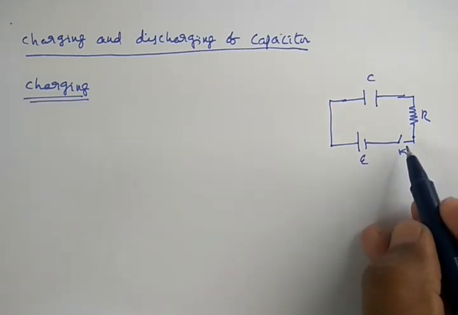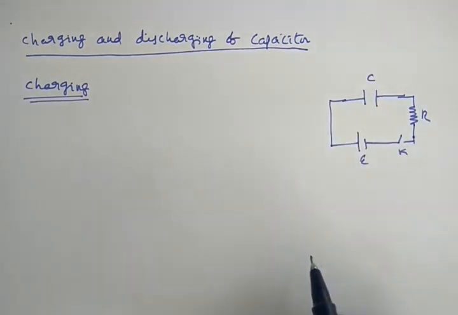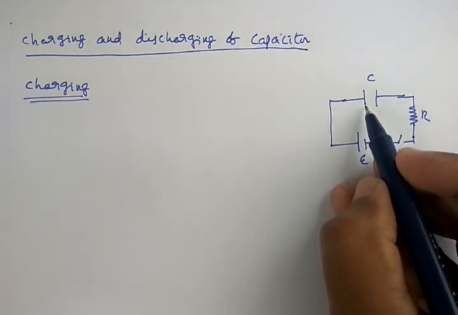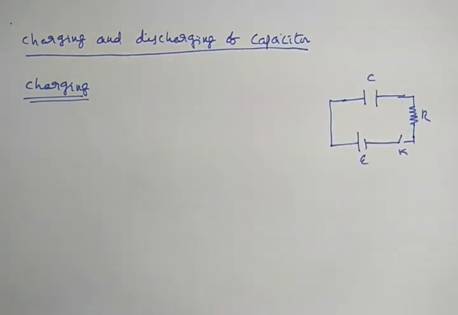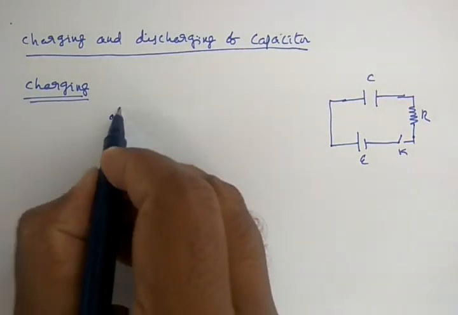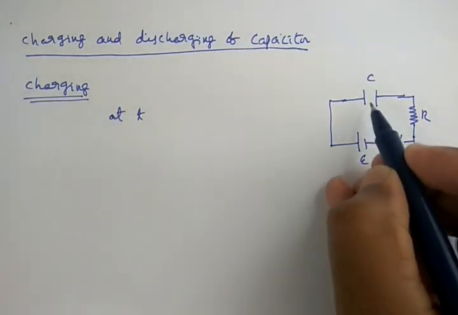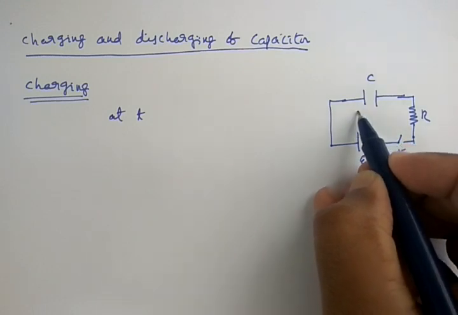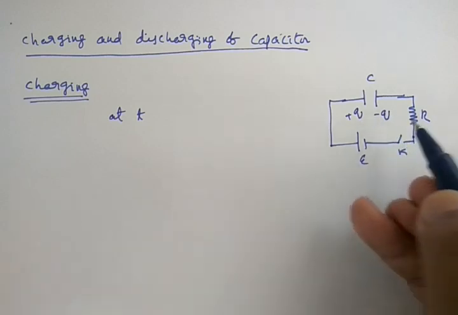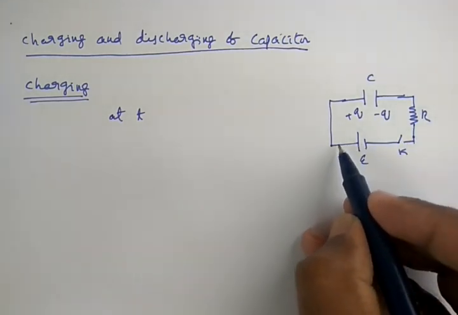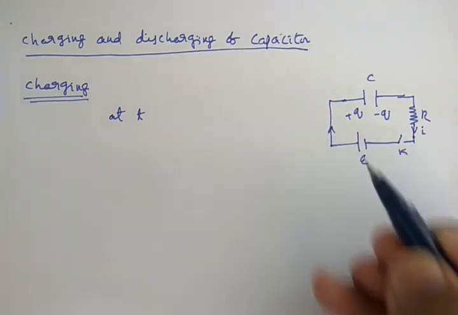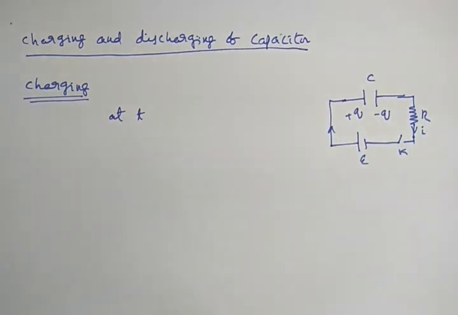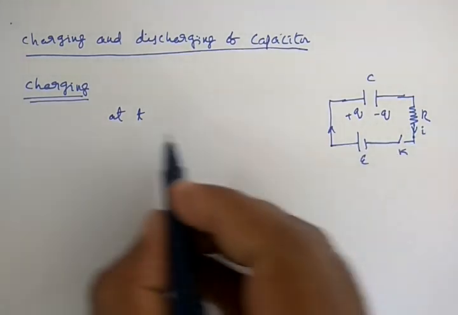When you close the switch, then immediately charges will flow through the circuit, because positive charges appear here and negative charges will appear here. At time t, let us say the charge on this plate is plus q, and charge on that plate is minus q. And because charges are flowing through this circuit, you will also see some current. Let us say I is the current, going from positive to negative, in the circuit.